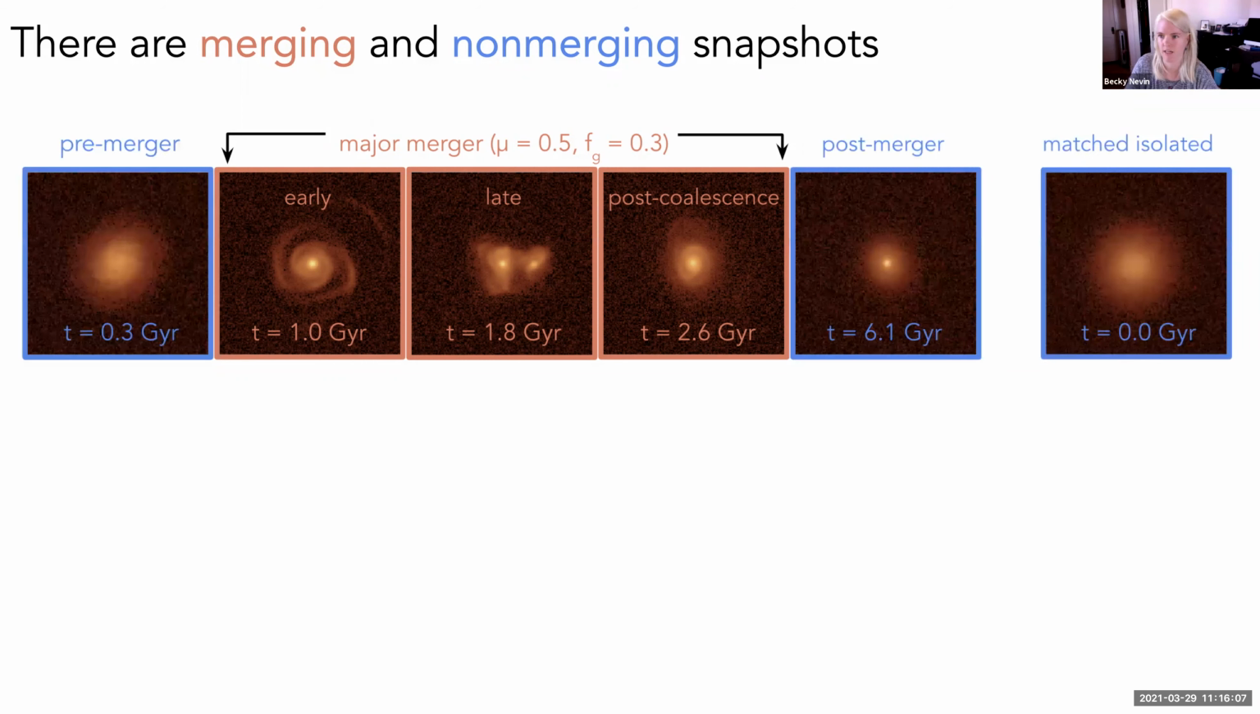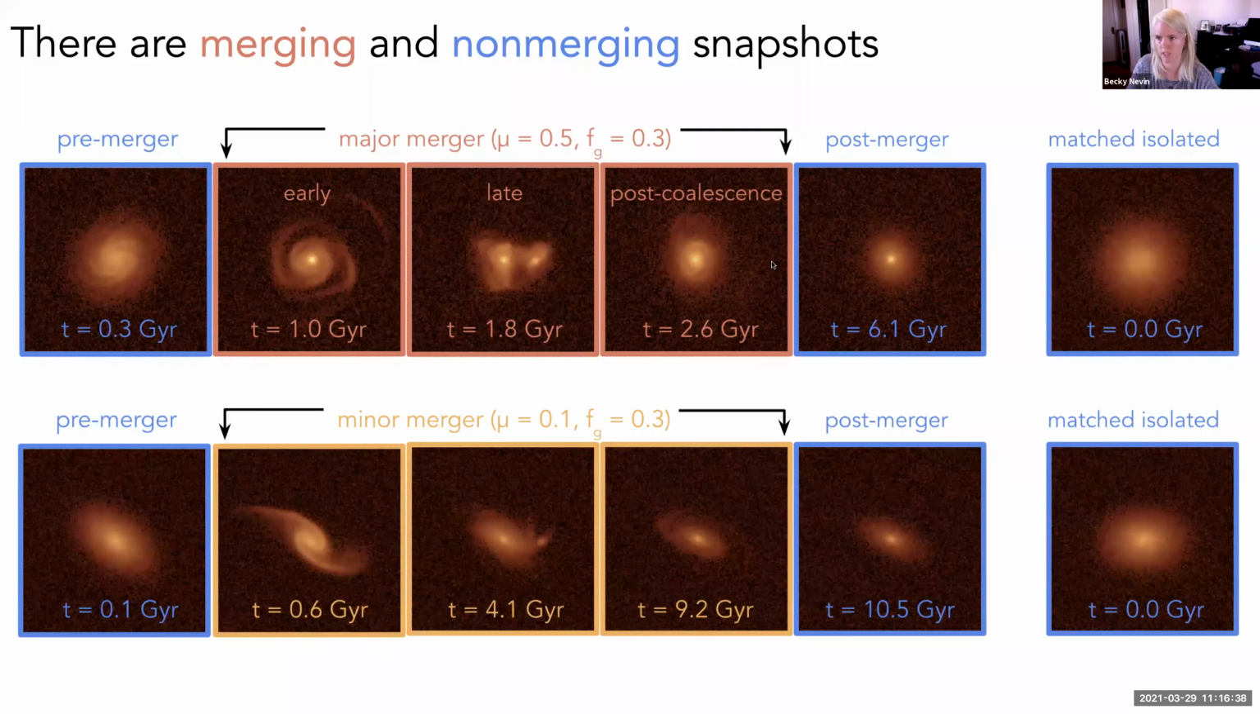Then I have a set of non-merging galaxies, and I take these to be snapshots that occur before first pericentric passage. Those are non-merging. And snapshots that occur more than half a gigayear after coalescence. Those are also the post-merger or non-merging. And finally, there's a matched set of isolated non-merging galaxies that are matched to the initial conditions of the beginning of the merger. Okay, so that's the most major merger.